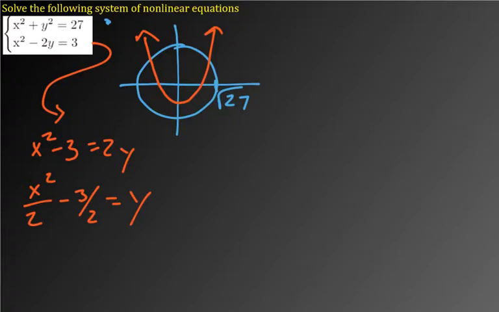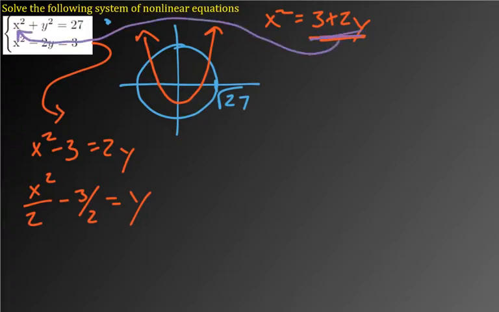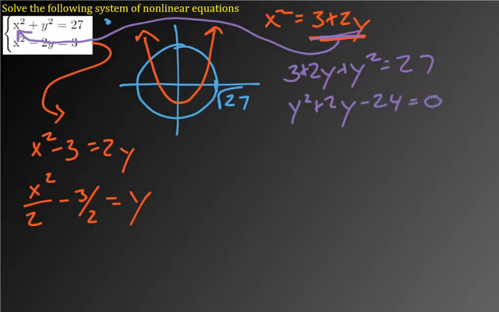So the quadratic solved for x squared would be x squared equals 3 plus 2y. So if I take that and plug it in right there, I would get 3 plus 2y plus y squared equals 27. And then now I've got a quadratic that I can just find the roots for. So I'm going to put everything on one side. So this thing factors pretty nicely.